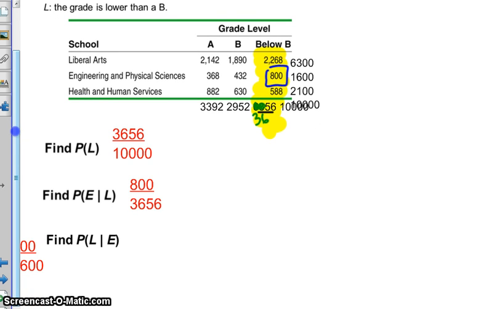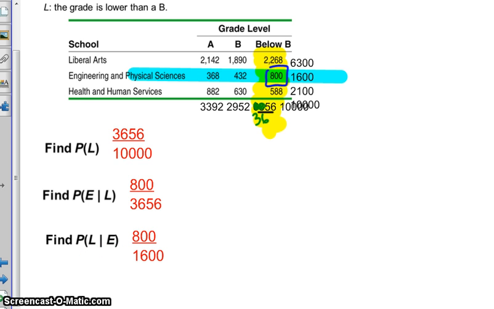Now, if we go the other direction, find the probability they scored less than a B, given they're in an EPS course. Now it's given that they were in the EPS course, so they took engineering or physical science. There are 1,600 of them, and out of those 1,600, how many scored lower than a B? Same numerator, different denominator, because of our condition.